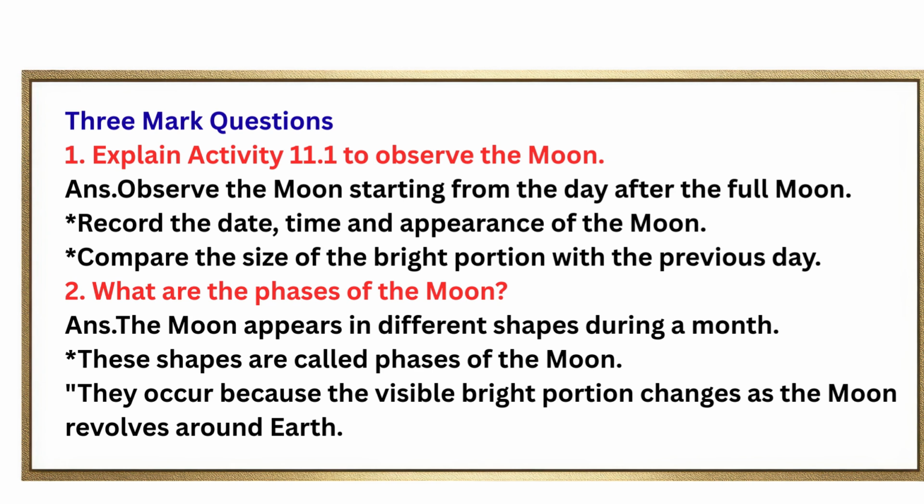Question number 1. Explain activity 11.1 to observe the moon. Answer. Observe the moon starting from the day after the full moon. Record the date, time and appearance of the moon. Compare the size of the bright portion with the previous day. Question number 2. What are the phases of the moon? Answer. The moon appears in different shapes during a month. These shapes are called phases of the moon. They occur because the visible bright portion changes as the moon revolves around the earth.